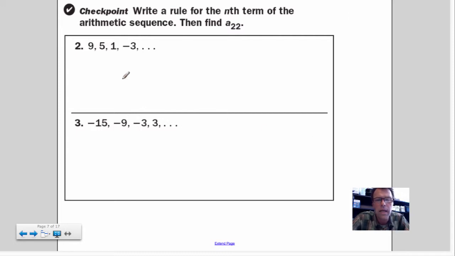Hey, could you go ahead and try to do this same thing, right? So these are arithmetic sequences. Figure out what the difference is, figure out the rule, and then use the rule to figure out, again, totally random, the 22nd term. So go ahead and try at least one of these two examples. When you're ready, hit play.